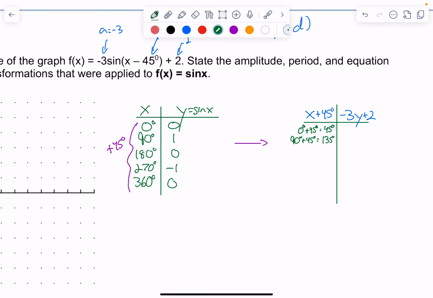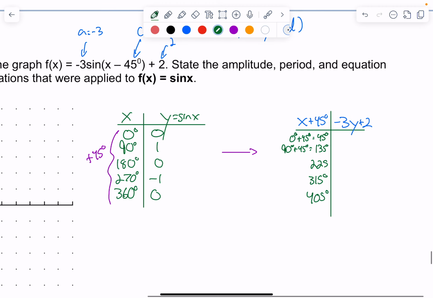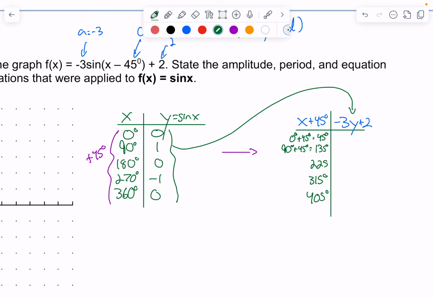So if you just do it for each one, you get next 225, then you would get 315 degrees, and then you would get 405 degrees. Okay, the last one, minus 3y plus 2. Well, here you're just taking all of these values and substituting them in for this y right here. So the first one would be minus 3 times 0 plus 2, so 2. And you do that each time, so then you get 1 subbing it in, that'd be minus 3 plus 2, so minus 1.